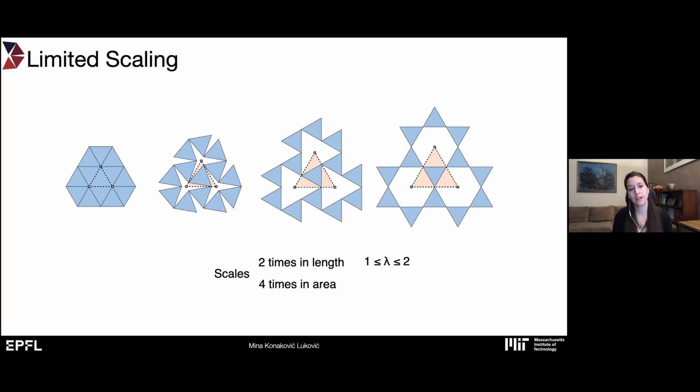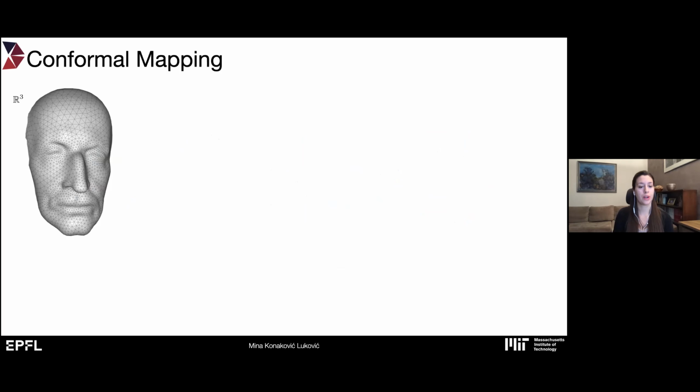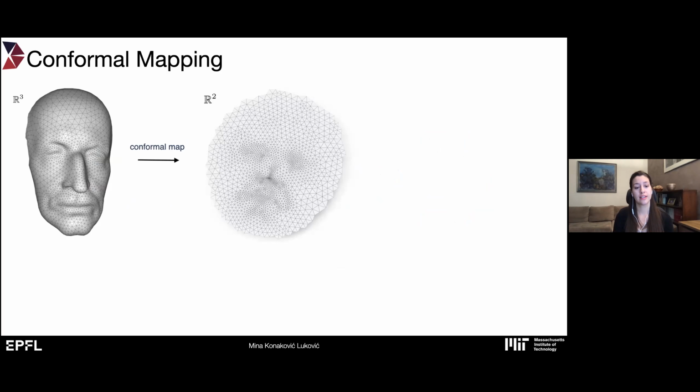Now, what does this mean in practice? If we want to compute a conformal map of a target surface like the face of Max Planck that is 3-dimensional, we can get the mapping to the 2D domain that looks something like this. But the problem with this mapping is that in the region where you have the most curvature on the surface, that is the nose in this example, the triangles become extremely tiny. They will have to scale much more than 2 times in length.